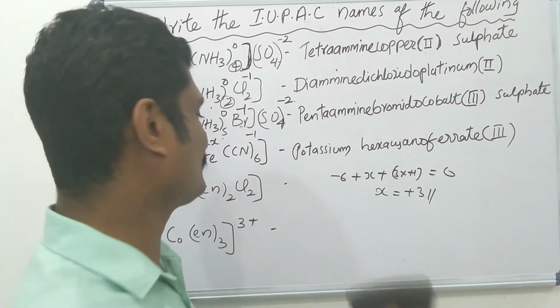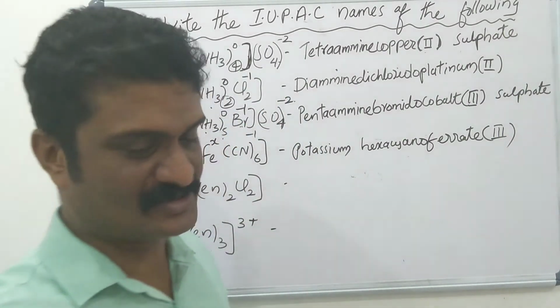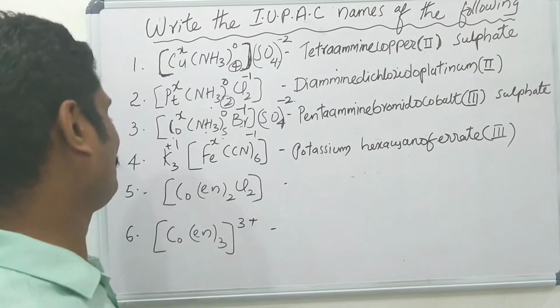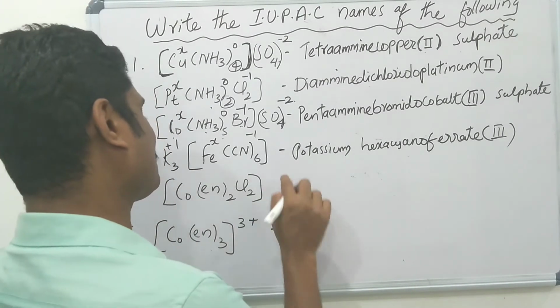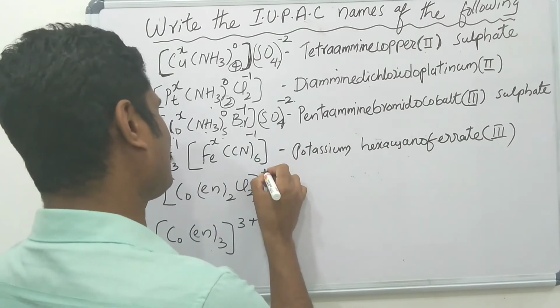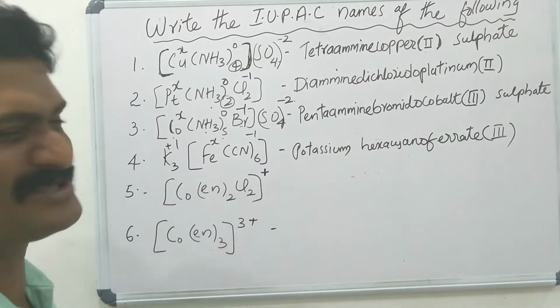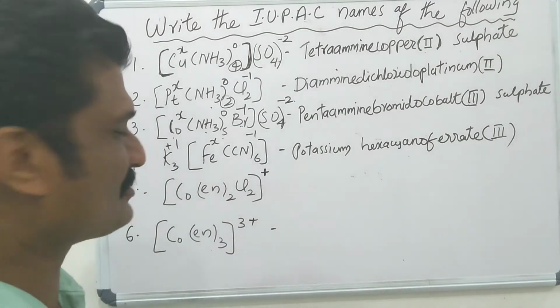Yes, the next complex, [Co(en)2Cl2]+. It is a complex ion, a cationic complex.